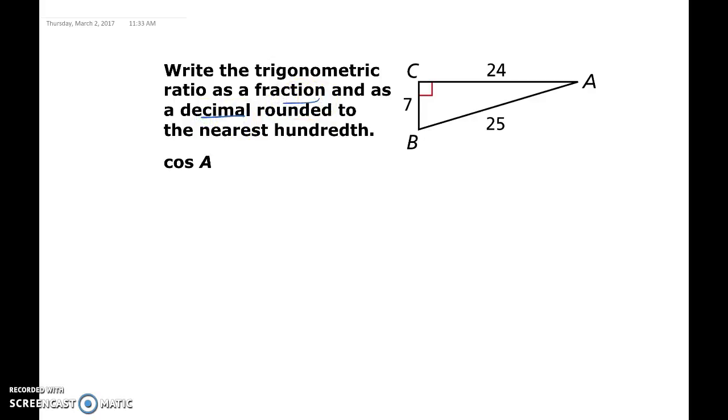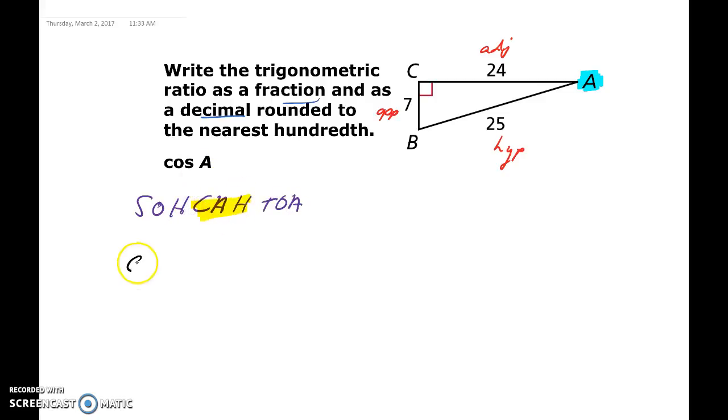This time, it's cosine of angle A. So now our opposite and our adjacent and all that change. Our opposite in this case is now 7. Our adjacent is now 24. And our hypotenuse is still 25. Remember, that one never changes. We're still using Sohcahtoa. So in this case, we're using our ka.